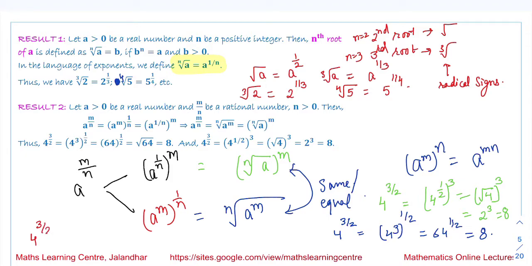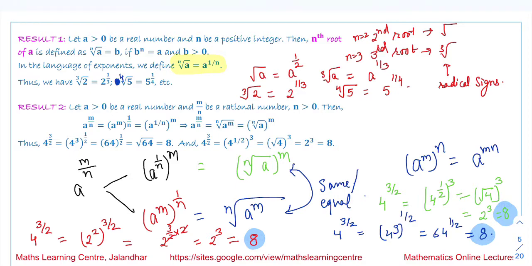The third thing you can do over here is write 4 raised to the power 3 by 2 as 2 raised to the power 2, whole raised to the power 3 by 2. So that is equal to 2 raised to the power 3 by 2 into 2. These 2s get cancelled, so it is 2 raised to the power 3. The answer is 8. So why we are doing all this is we should know that in all these 3 cases the answer is 8.